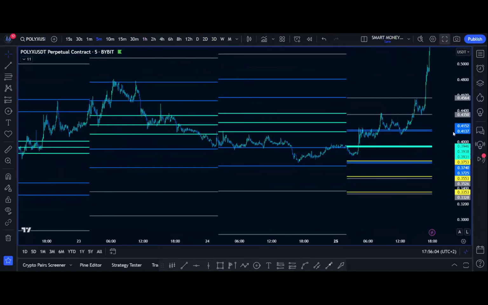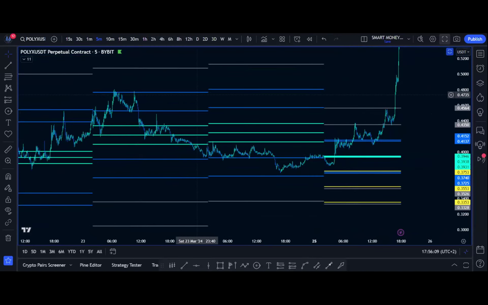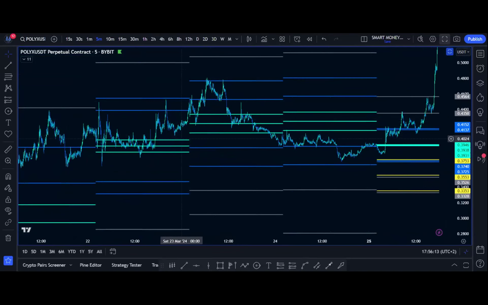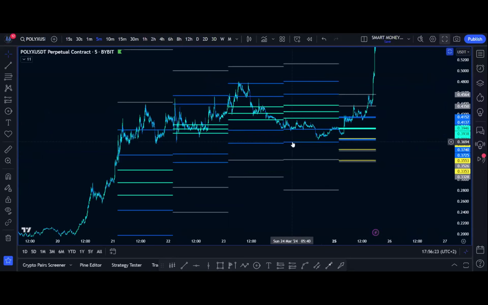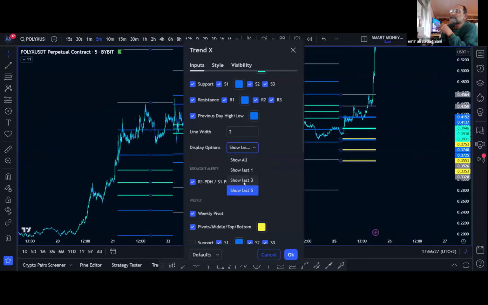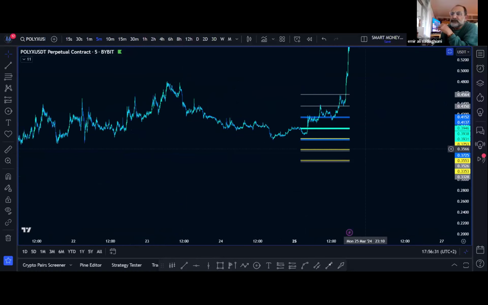Otherwise, if you're on too high a time frame, it looks very crazy. So if you're on the daily pivot, it's best to be on the 5 minute. If you're on a weekly pivot, 1 hour, and if you're on the monthly pivot, then you want to be on an 8 hour or 12 hour. And then, like I said, you can go to display options and select show 5 or just show 3, even just show 1.